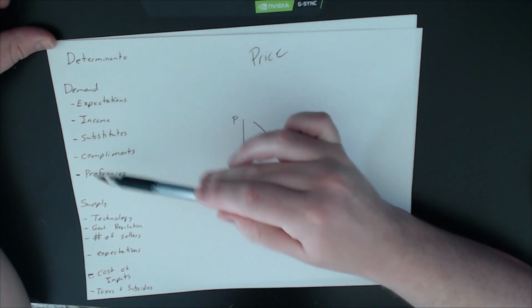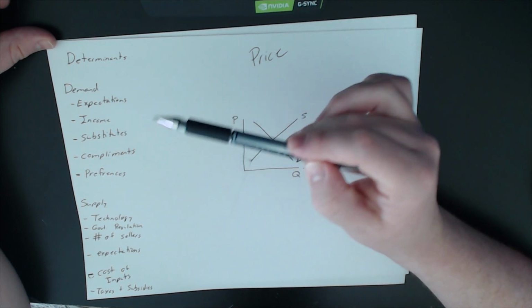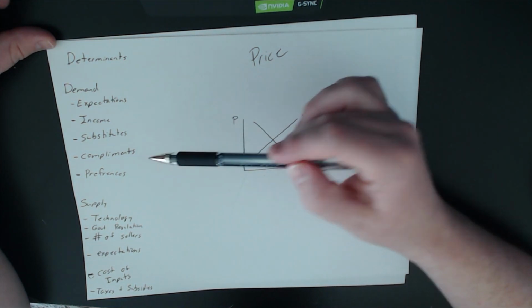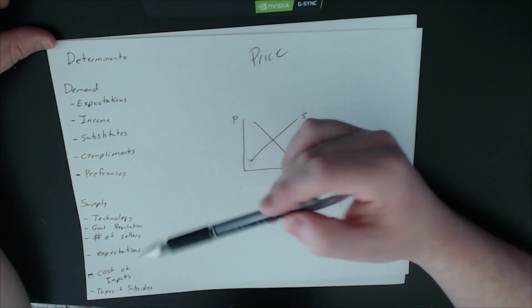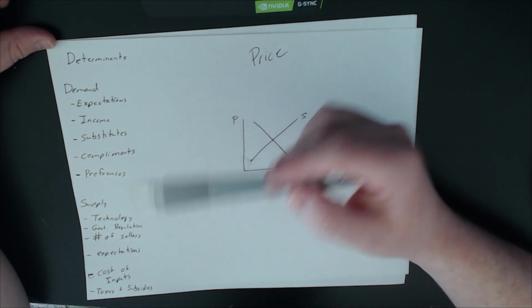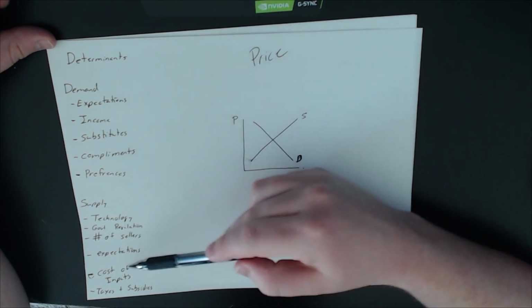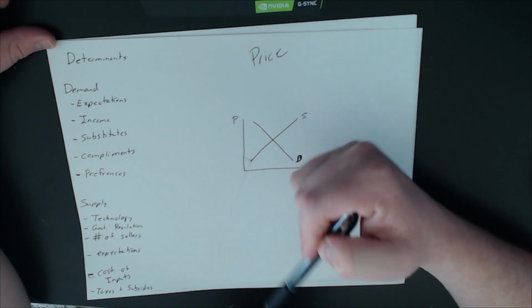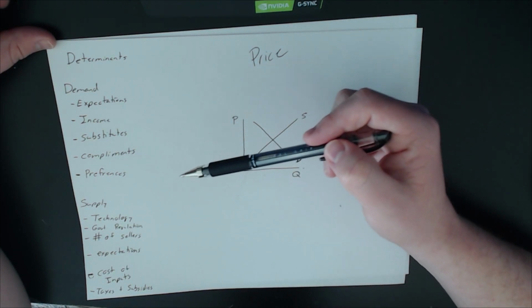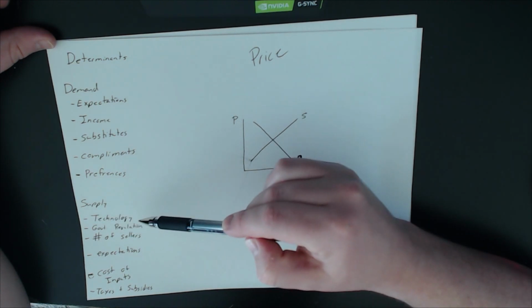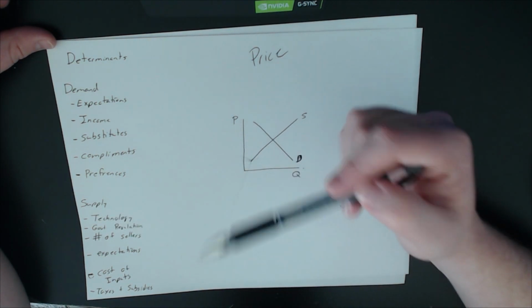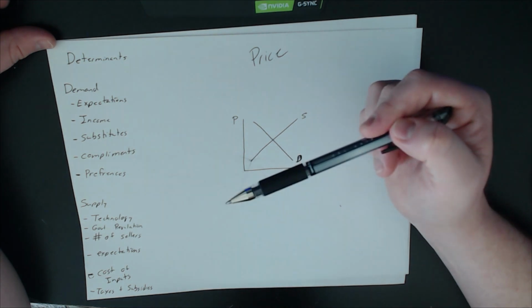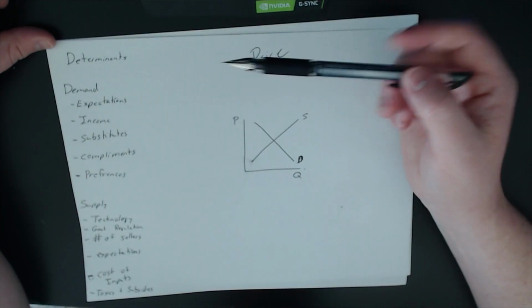Demand is looking at things through the perspective of consumers, the people who buy goods and services in an economy or a market, however which way you want to look at it. Supply down here is looking at things from the perspective of producers, the people who make the goods and services. So technology. Improved technology typically involves more production.